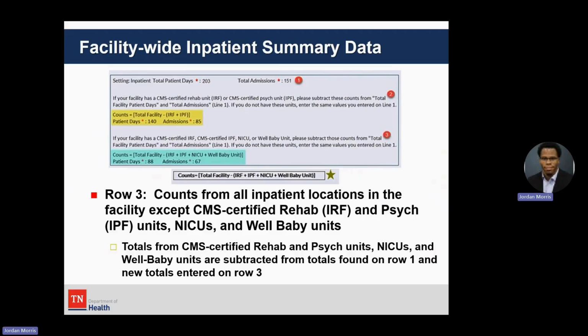Row 3 is a subset of rows 1 and 2 and represents the total number of patient days and admissions of all active inpatient units with the exception of CMS certified rehab units and CMS certified psych units, as well as the NICU and well baby units, which are subtracted from the totals found on row 1, and new totals will be entered in row 3. The NICU and the well baby units had 52 patient days and 18 admissions, and these are subtracted from row 2. The total entered in row 3 would be 88 patient days and 67 admissions.